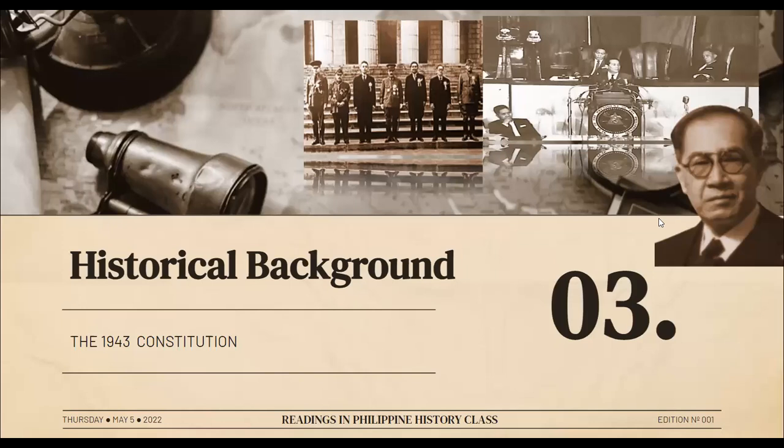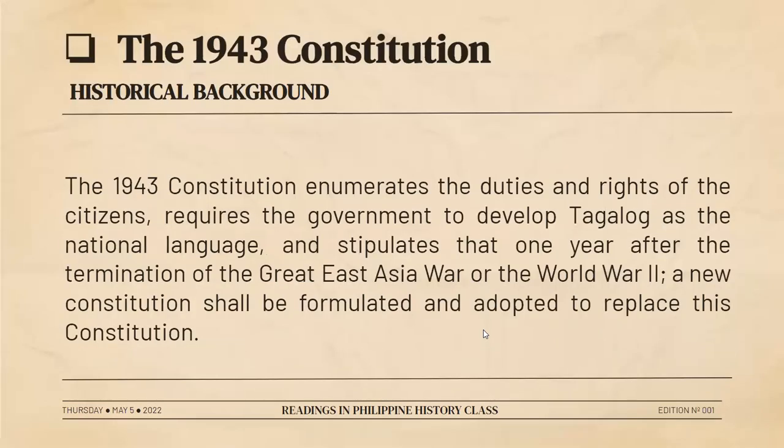Okay, so now we are going to tackle the historical background of the 1943 Constitution. The 1943 Constitution enumerates the duties and rights of the citizens, requires the government to develop Tagalog as the national language, and stipulates that one year after the termination of the Great East Asia War, or World War II, a new constitution shall be formulated and adopted to replace this constitution.